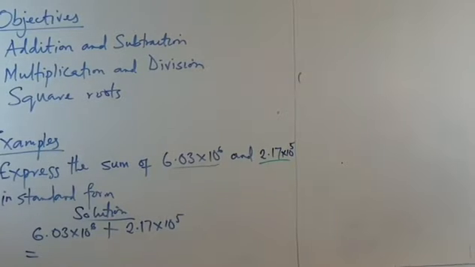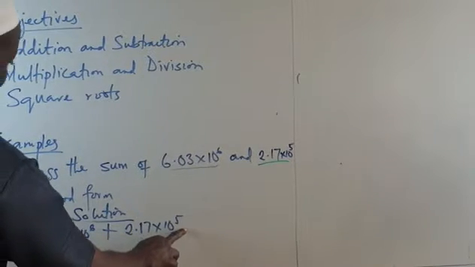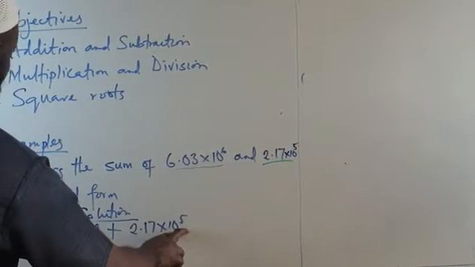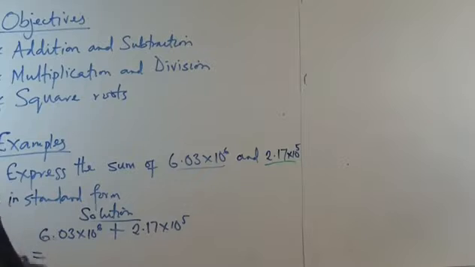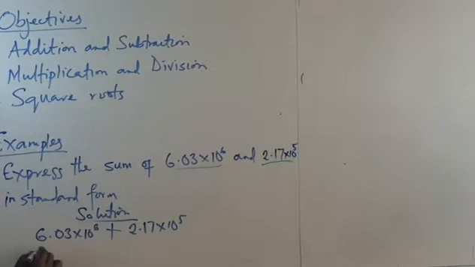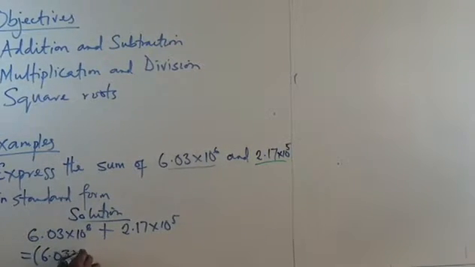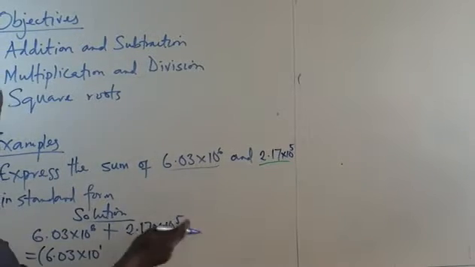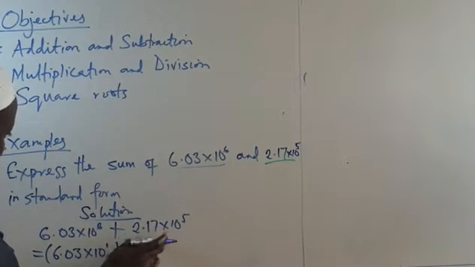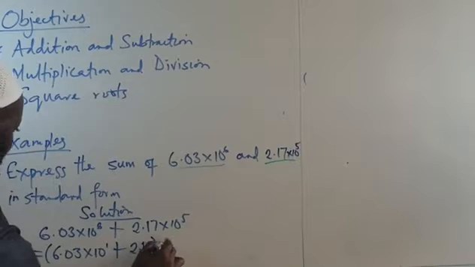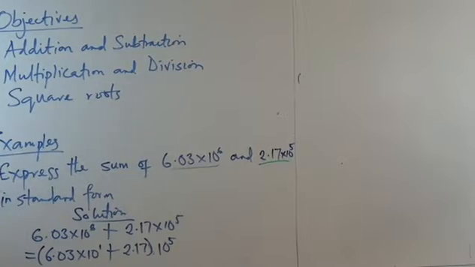So what we're going to do first is factor out. We look at the powers. This one is raised to the power 6, this one is raised to the power 5. So the least one is 10 raised to the power 5, and we factor it out. What is common to both of them is 10 raised to the power 5. So what will be left here is 6.03 times 10 raised to the power 1, because 5 is coming out, plus 2.17. Because 10 raised to the power 5 is out, it will be out here, raised to the power 5. If you multiply everything here, this is what you're going to get. I hope I'm making sense.